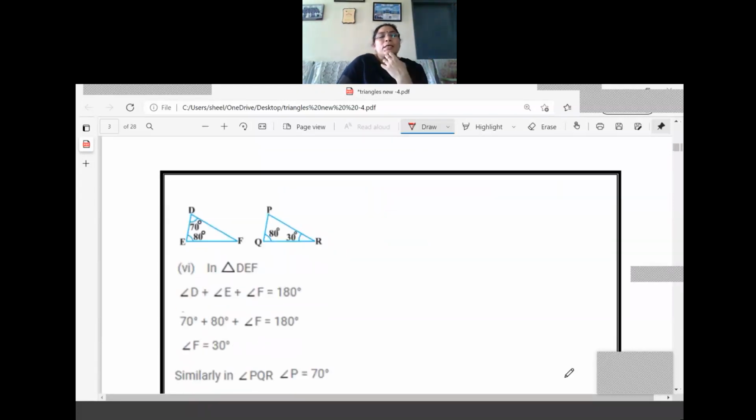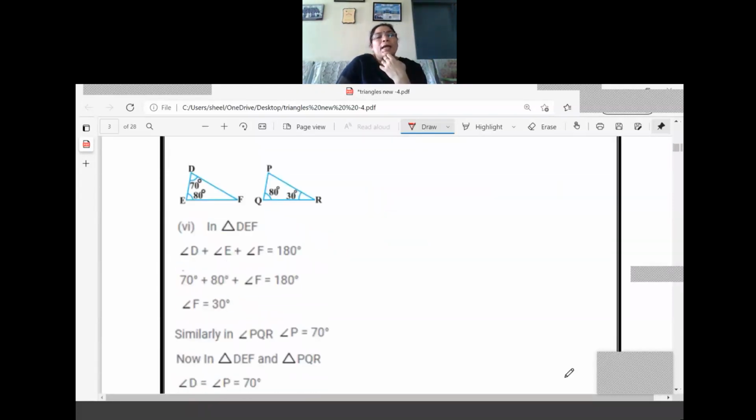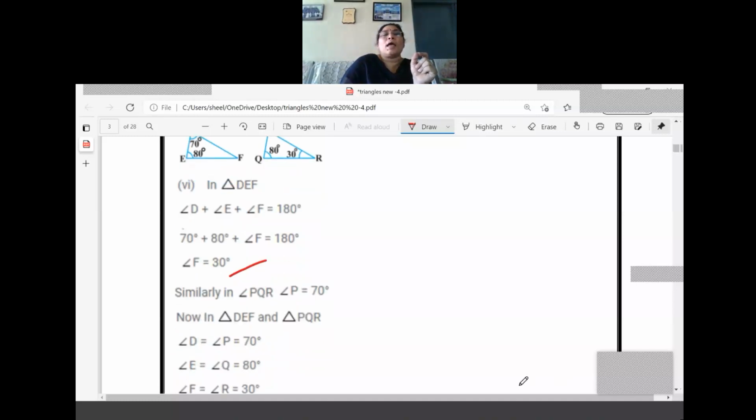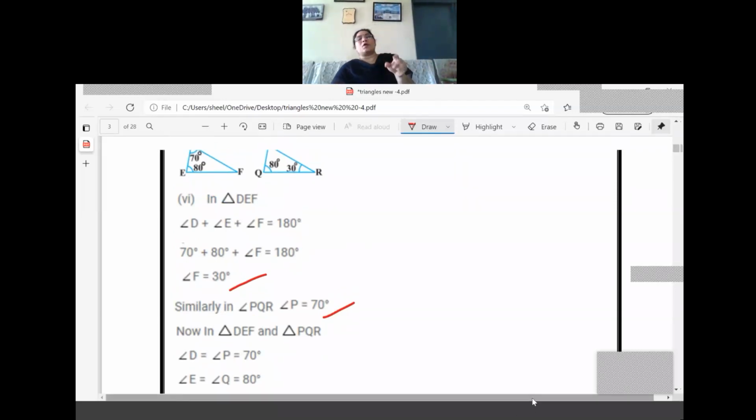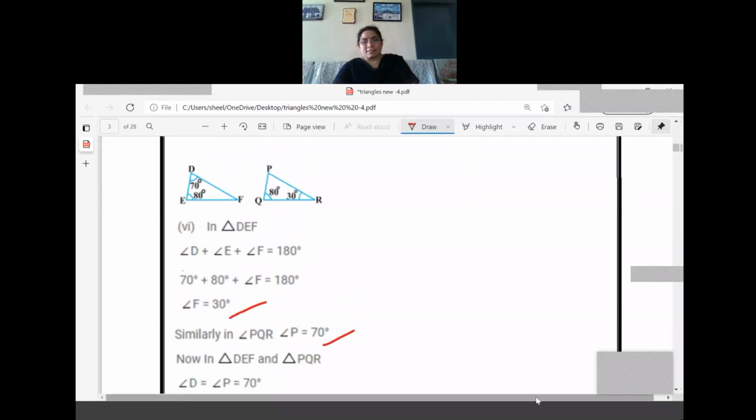Okay, the next question. Angle D equal to 70 degrees, angle E equal to 80 degrees, then angle F is unknown here, and angle P is also unknown, whereas Q and R are given as 80 degrees and 30 degrees. Now in triangle DEF, we can apply the angle sum property, and F we can calculate. What is the value for F? Angle F equal to 30. Similarly in triangle PQR, 80 and 30 are given, that means angle P we can calculate. Angle P is equal to 70 degrees only, right? So we got F and P respectively as 30 and 70 degrees.